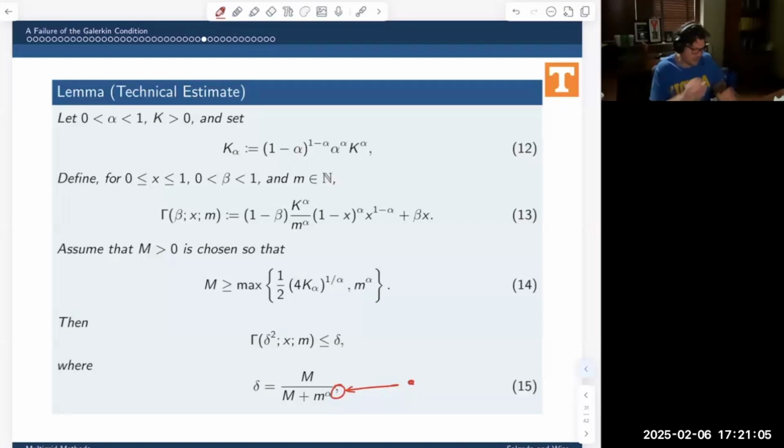So this technical lemma, like I said, I'm going to flip a coin. I might do it, I might not. If we don't do it, we'll just assume it's true and go from there.